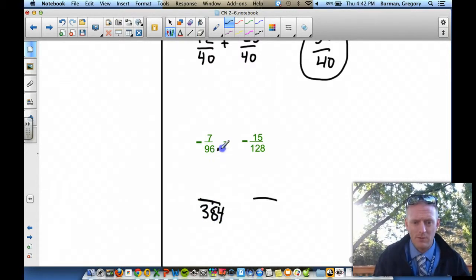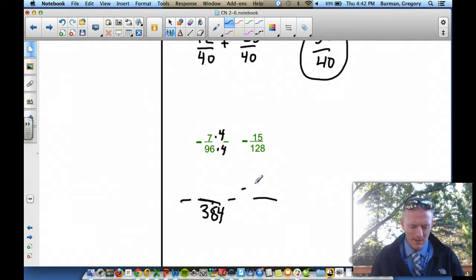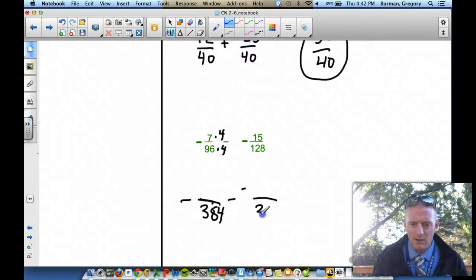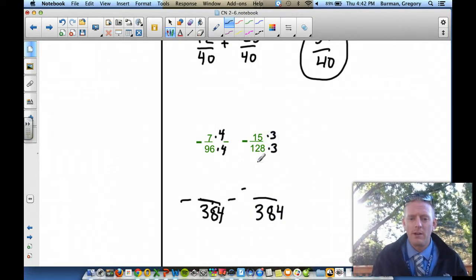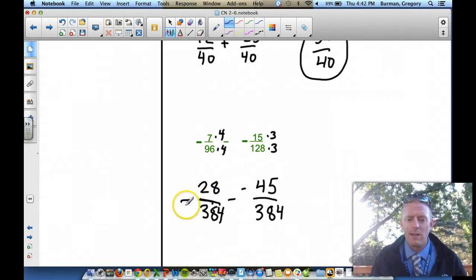384, so that was times 4. And it's negative minus another negative, and 128 times 3, yep, 384. Good, so I've done a little bit of logical thinking, so I multiplied that one by 3. So my new numerator will be a 45 on the right fraction, and on the left fraction it will be a 28. Now I have a negative 28 minus a negative 45.